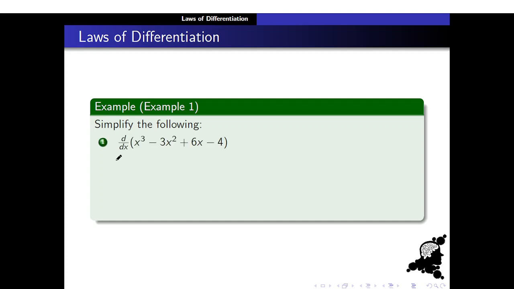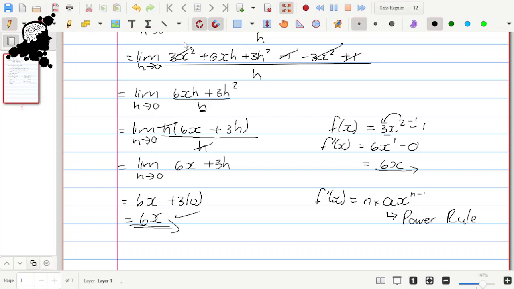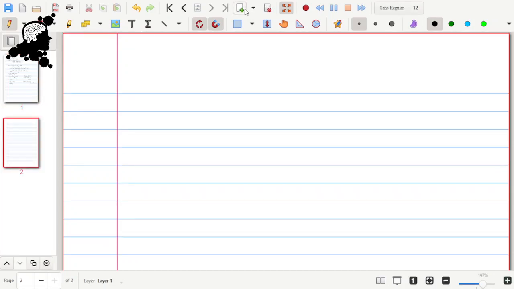So the first question says we are finding the derivative of x cubed minus 3x squared plus 6x minus 4. Now, let's go to the writing pad and let's attempt this one. So, we have got d over dx, which I said to you means find the derivative of x cubed minus 3x squared plus 6x minus 4.